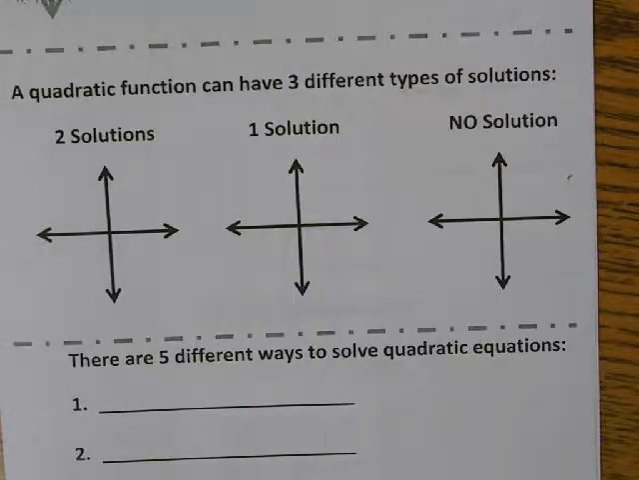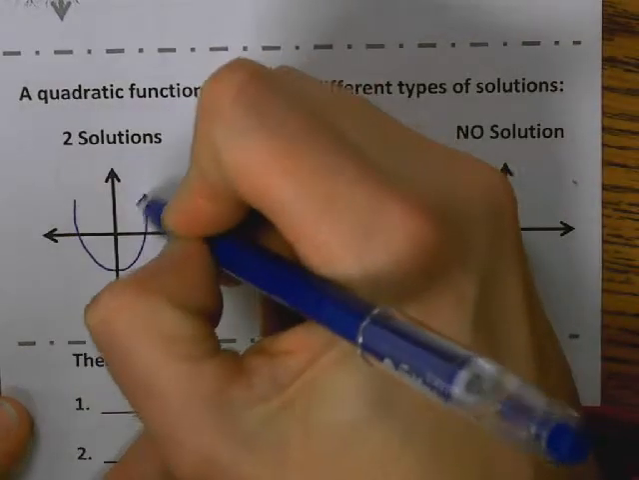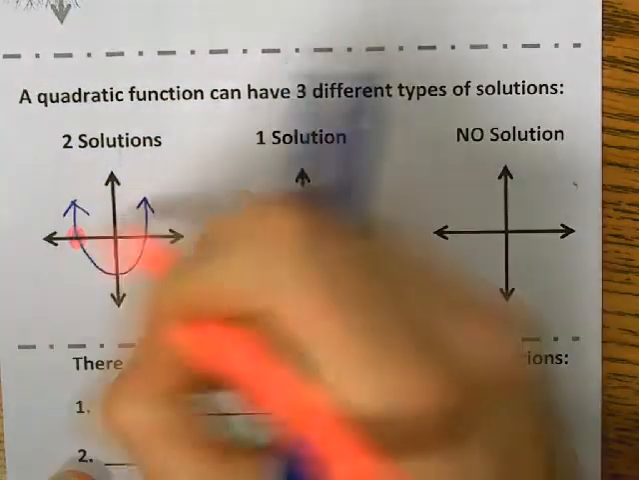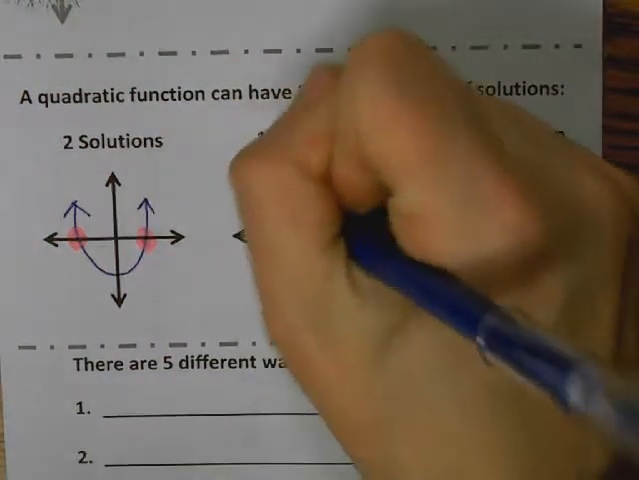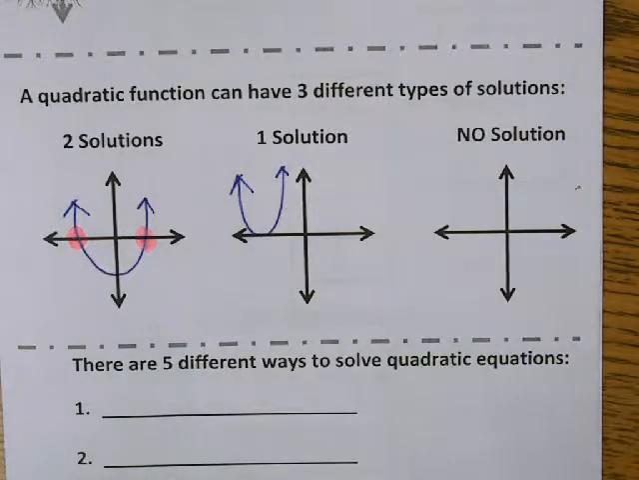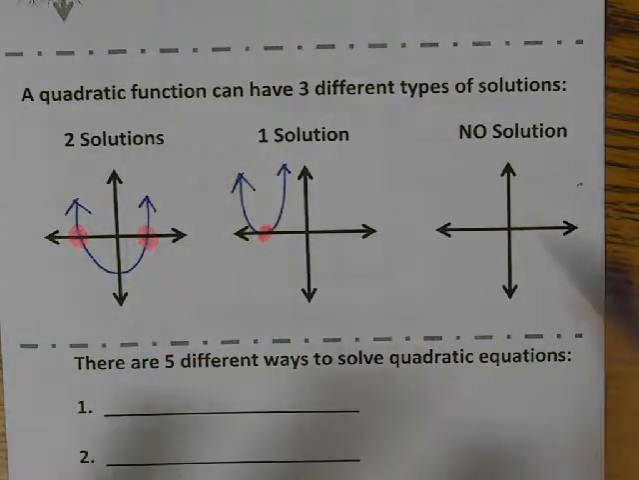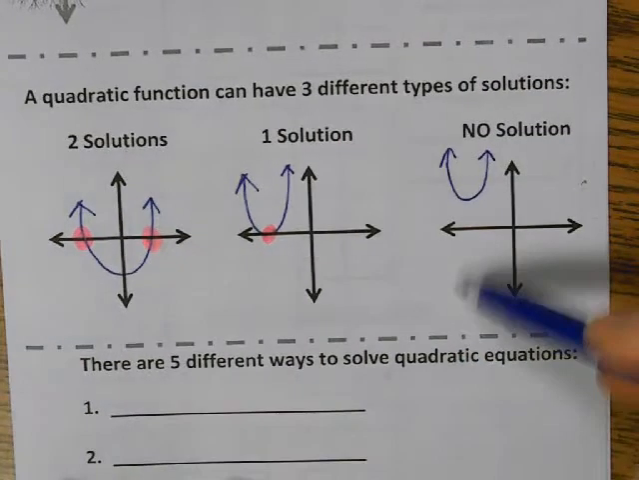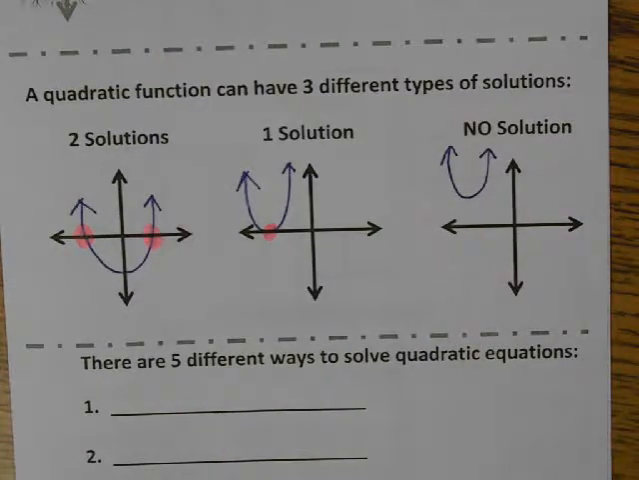Okay? So if I wanted to show some examples of 2 solutions, maybe my graph would look like this. 2 solutions because it touches the x-axis in 2 places. 1 solution might look like this because it touches the x-axis in only one place. And no solution would mean that it was above the x-axis or maybe below the x-axis, but it never touches that x-axis at all. Okay?